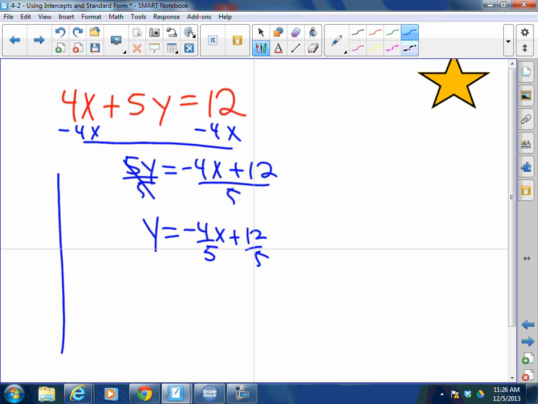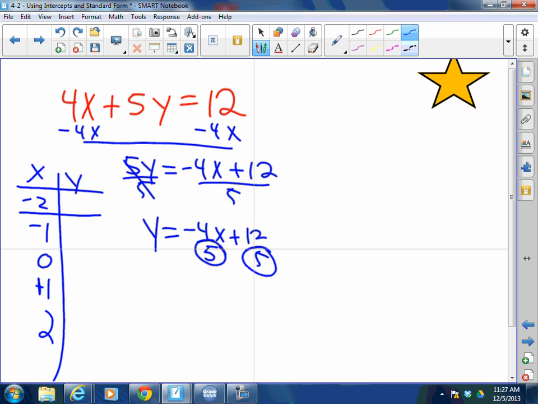And now, make a table. Negative 2, negative 1, 0, 1, and 2. Why am I using multiples of 2 instead of multiples of 5? See how I have a denominator in both of them? Let's keep them fractional. When x is negative 2, what's negative 2 times negative 4/5? 8/5, right? 8/5 plus 12/5 is 20/5, which equals 4. Excellent.